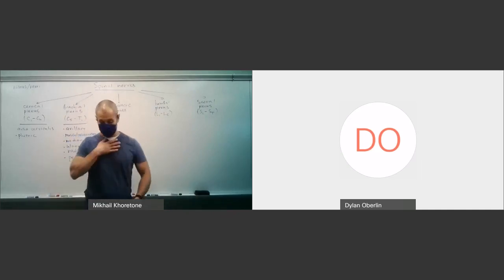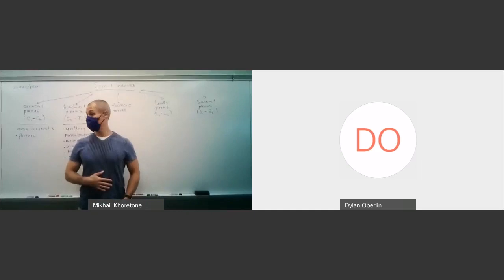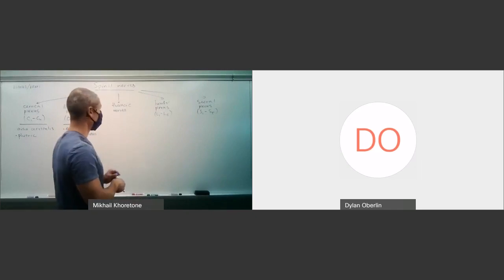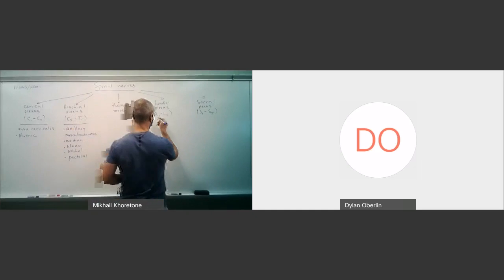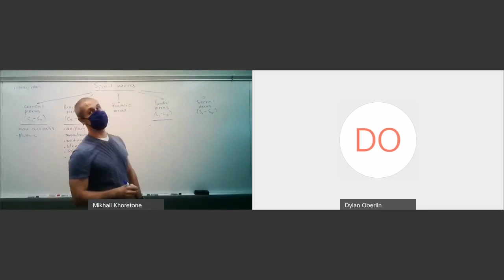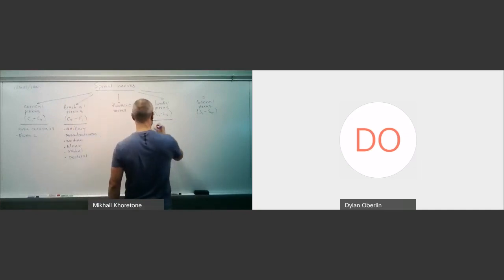Thoracic nerves, thorax, some parts of the abdomen, upper abdomen. That make sense? Lumbar plexus. Okay, femoral.